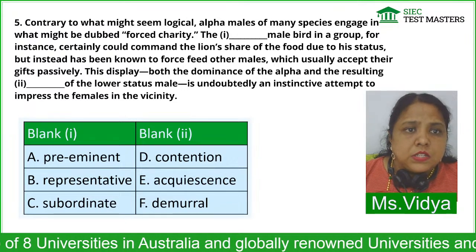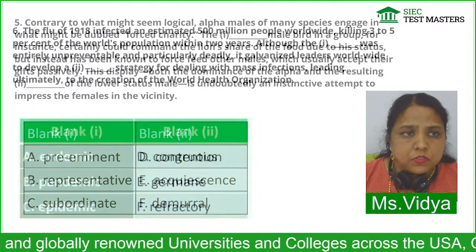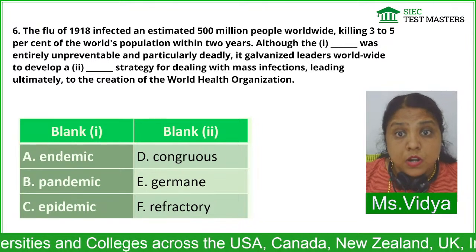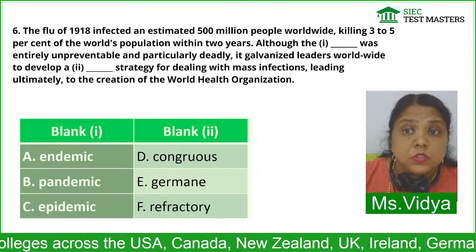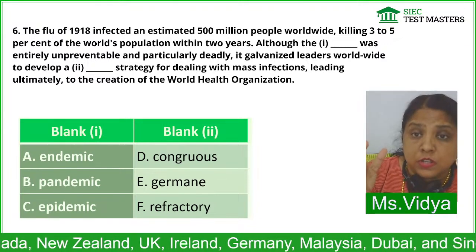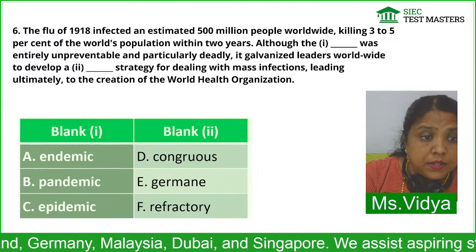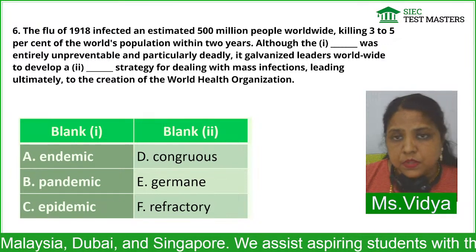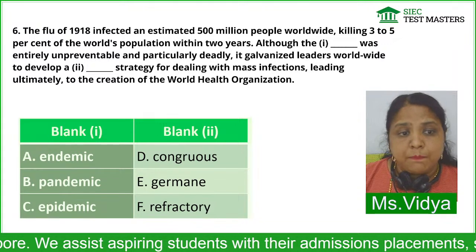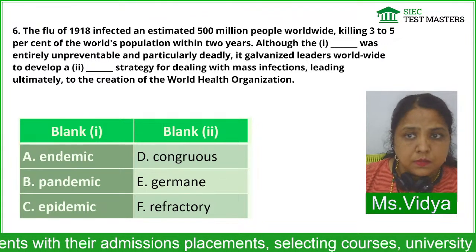The flu of 1918 infected an estimated 500 million people worldwide, killing 3 to 5% of the world's population within 2 years. Worldwide. Although the dash was entirely unpreventable. Okay. Here, although doesn't work for the first blank, because we know that it was worldwide, so it should be pandemic. Yes or no? Pandemic means that is rampant worldwide. So the pandemic should be the answer there.